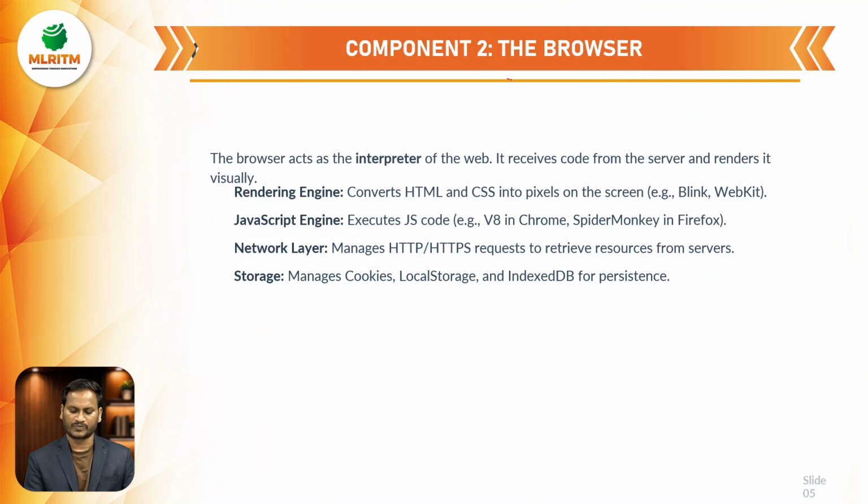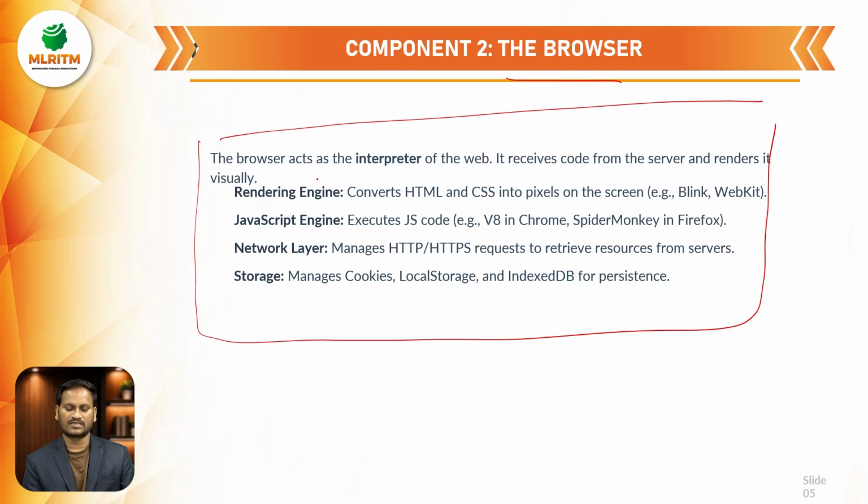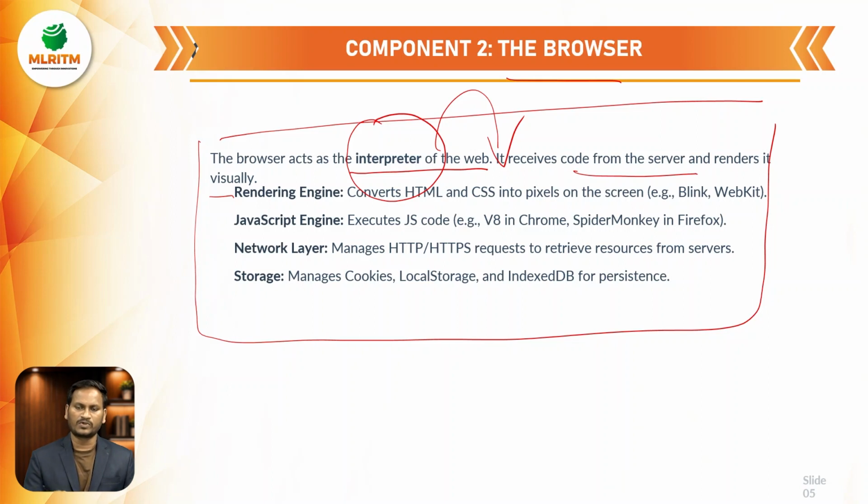Next one is the browser. Whatever input I am giving, how the browser is reacting is called the nature of the browser defined here. First one is, the browser acts as the interpreter of the web. So it takes data from me, it processes it and gives me the response. That is called interpreting. Interpreting means making the websites understood. It receives code from the server and renders it visually. So whatever input I am giving, it displays the output in the web application.